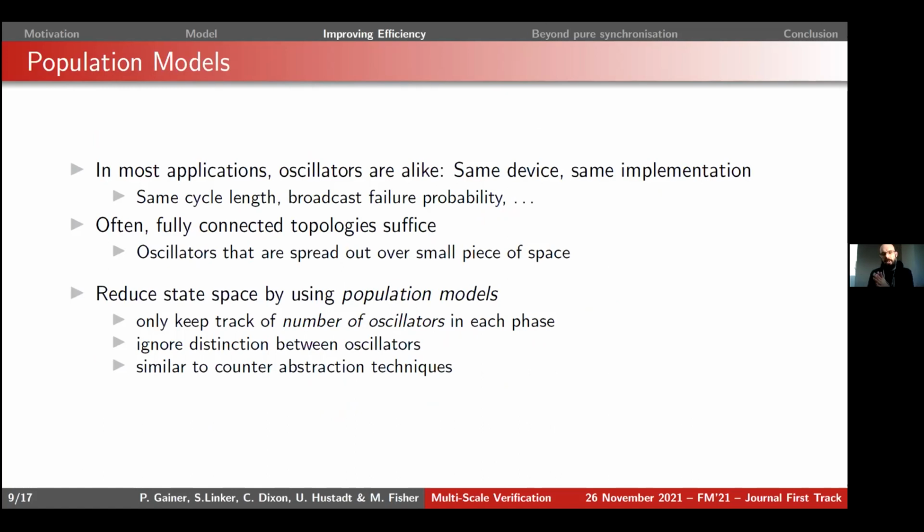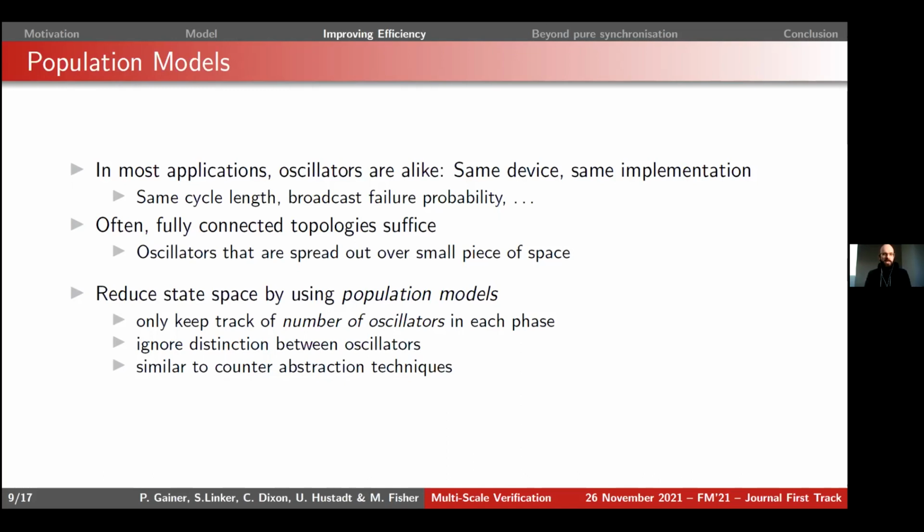And it turns out that in most applications, the oscillators are not allowed to differ that much. Typically, they are all running the same device, running the same implementation of some kind of drivers software. That means they have the same cycle length. They have typically the same probability to fail. They have all of these similar aspects. And furthermore, it turns out that in applications, it's very often enough to actually consider fully connected topologies, because you're looking at things that are spread out over a very small piece of space. So they may actually be able to perceive all the other oscillators that fire.